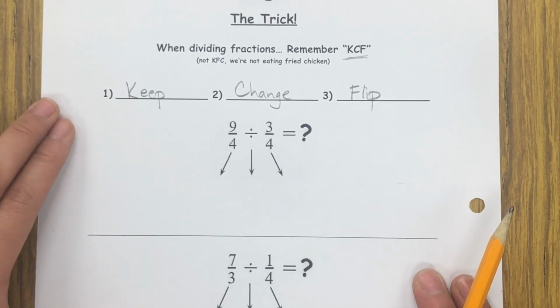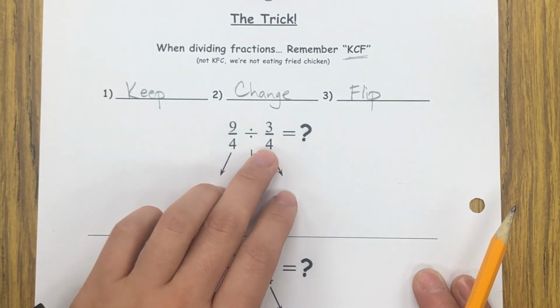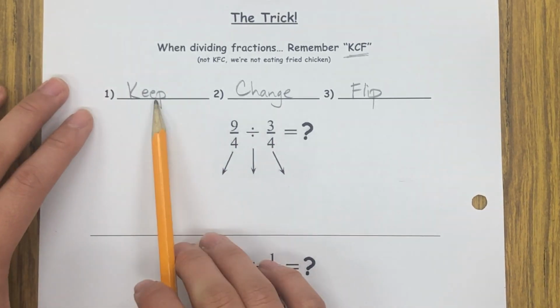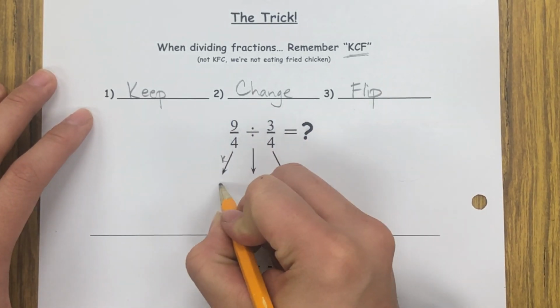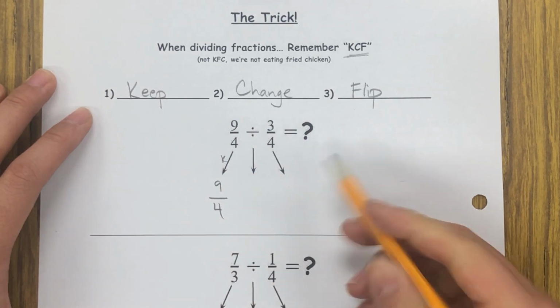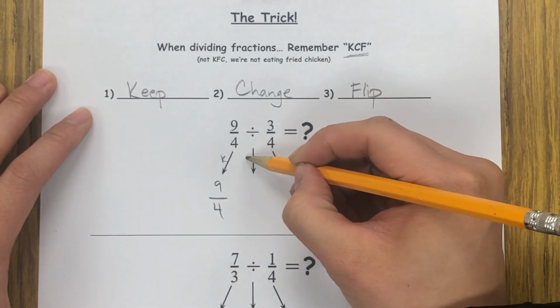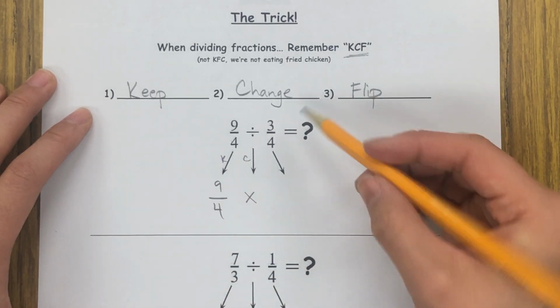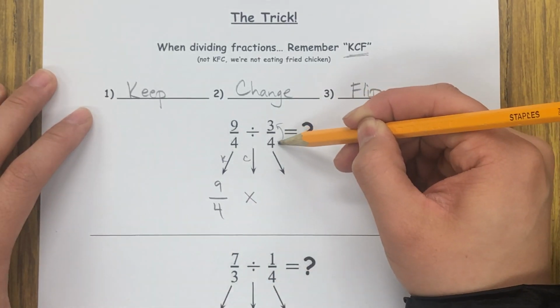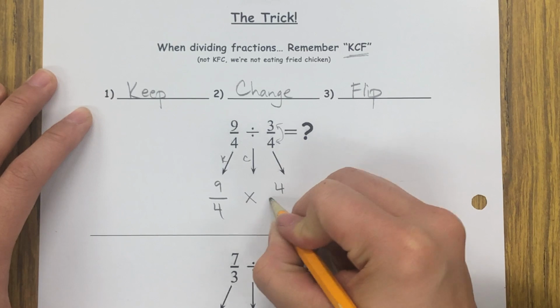So let's look at this problem. We have 9/4 divided by 3/4. And we're going to do keep, change, and flip. We are going to keep this first fraction exactly the same. And then we are going to change this symbol, change this division to multiplication. And then we are going to flip this fraction. Instead of 3/4, we're going to flip it so it is 4/3.